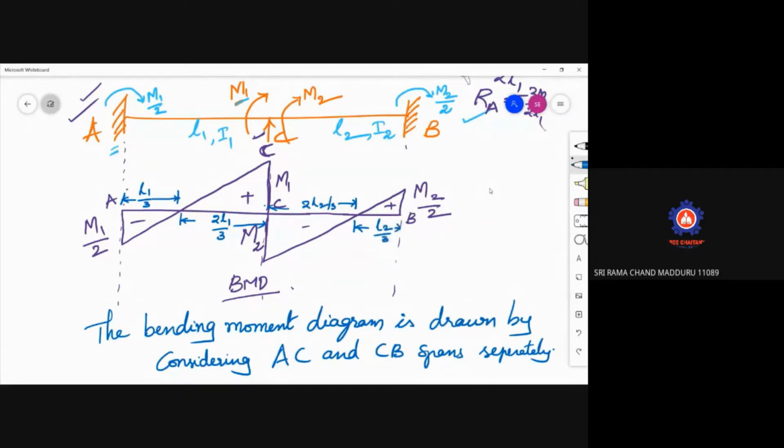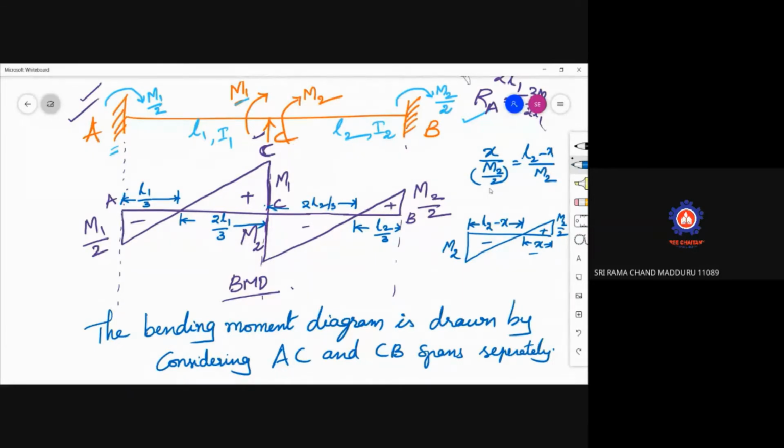If you want me to explain how I got this, this is your beam. So this is M2 by 2, this is M2. This is negative, this is positive, but forget about the sign. Consider this as X. Then this one will become L2 minus X, because the total length is L2. So using similar triangle principles, X by M2 by 2 is equal to L2 minus X by M2.